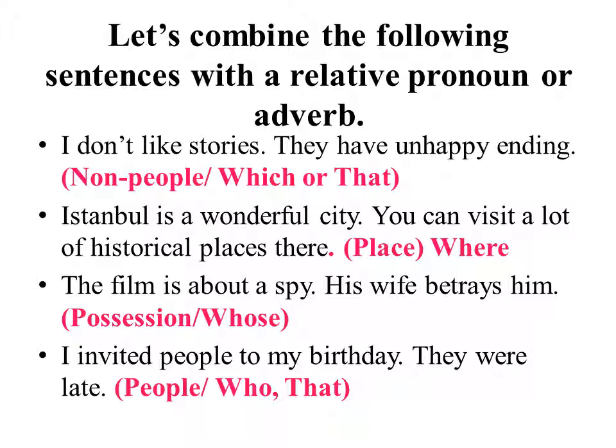I invited people to my birthday. They were late. So of course here I have people. I am talking about people. So I'm going to use who or that. Both are correct. I invited people to my birthday who were late. I omit again my subject to avoid that repetition.